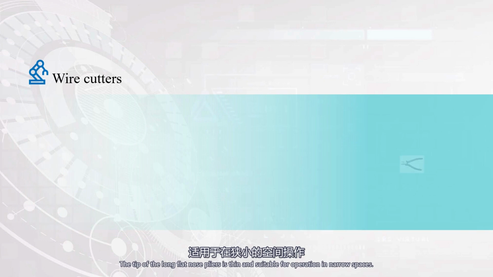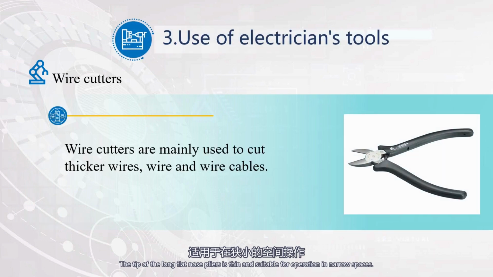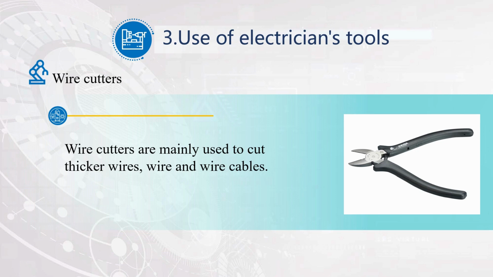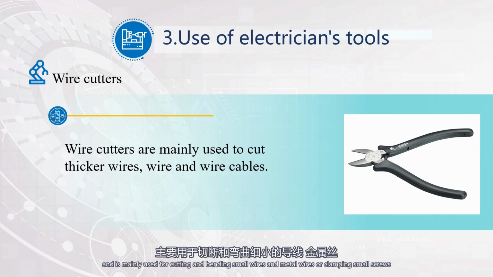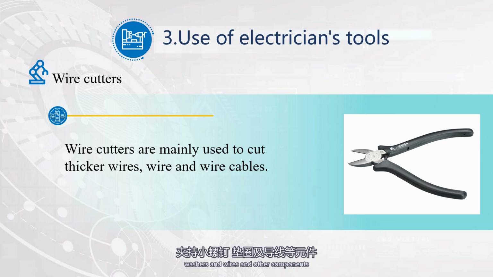The tip of the long flat nose pliers is thin and suitable for operation in narrow spaces. There are two types of pliers handles, iron handle and insulated handle. The insulated handle has a withstand voltage of 500 V and is mainly used for cutting and bending small wires and metal wires or clamping small screws, washers, and wires and other components. It can also bend the wire ends into various shapes as needed.